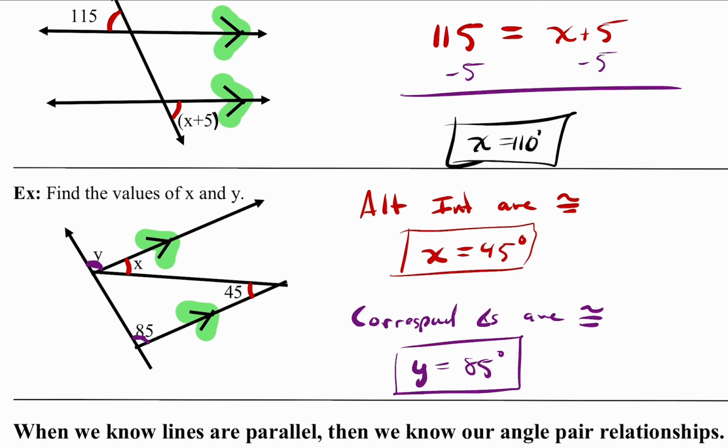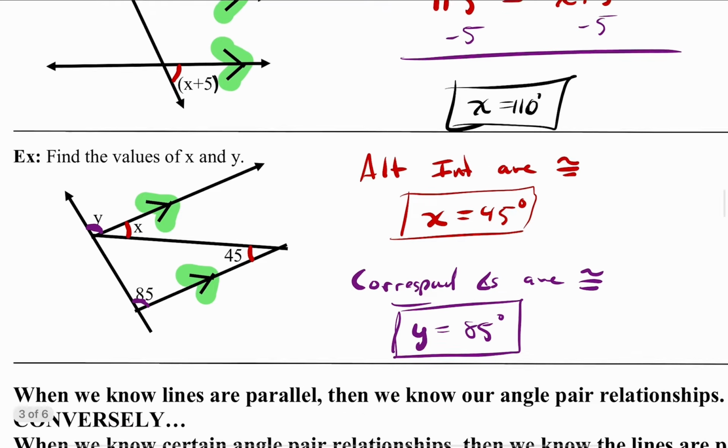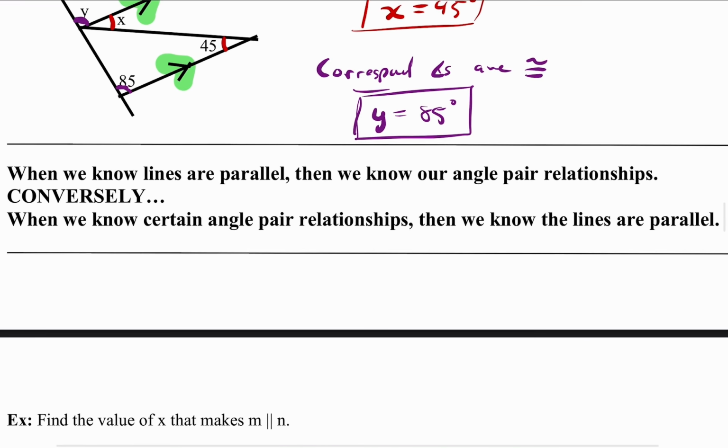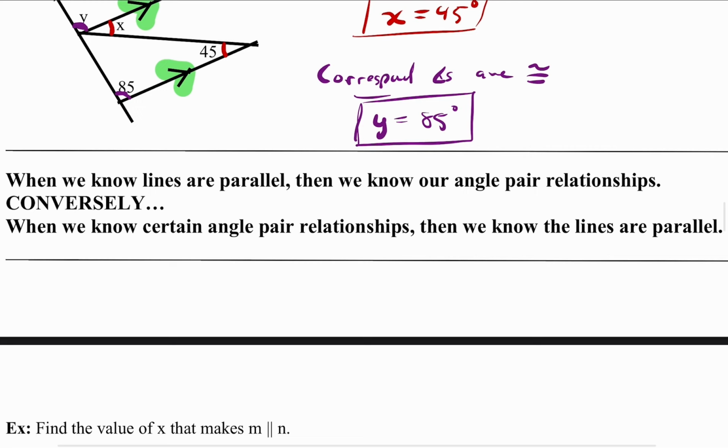Again, no algebra to do, just apply the properties that we've just talked about. Okay, so those are pretty straightforward examples. Let's keep moving forward. Now we're going to talk about what happens if I know stuff about the angles, but I don't necessarily know that they're parallel yet. Well, if we know certain angle pair relationships, then we know the lines are parallel. So we're basically being able to prove lines are parallel.